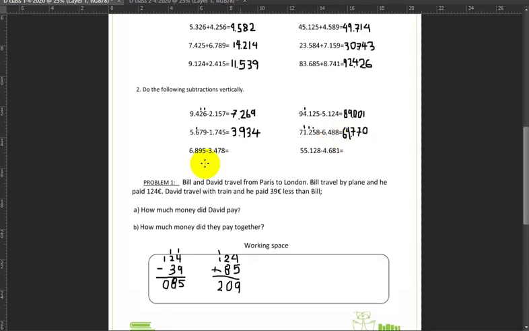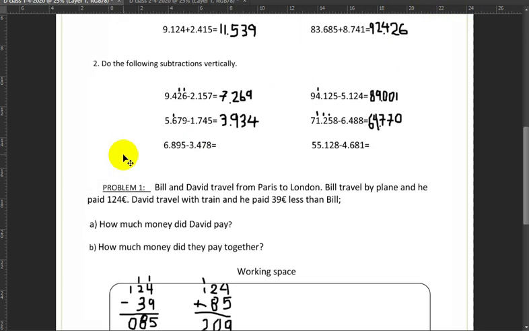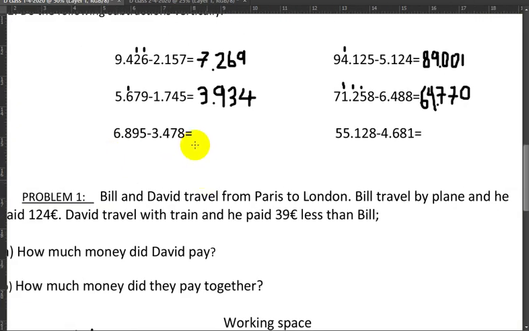Actually, where are the answers for these two right here? Wait a minute. Did we not do these? Okay, again, my mistake. I'm really sorry. Let's just do these really quickly.